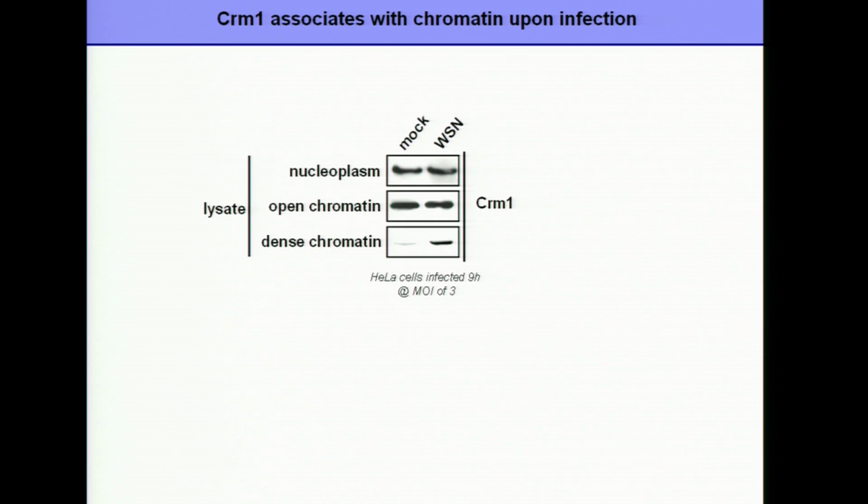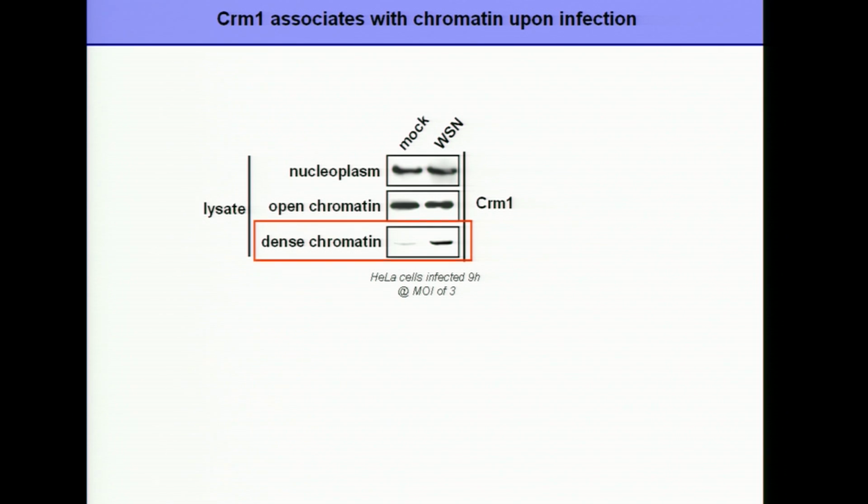And as you can see here in uninfected cells, you find most of it in the soluble part of the nucleus or associated with transcription of active chromatin. This fits with the literature very well. But what you see is when we infect with influenza virus, there's a distinct population of Crm1 that's now accumulating on this dense chromatin fraction where it otherwise isn't found during a normal cell function.